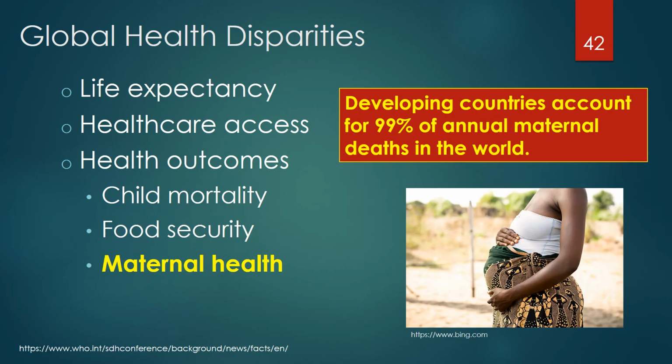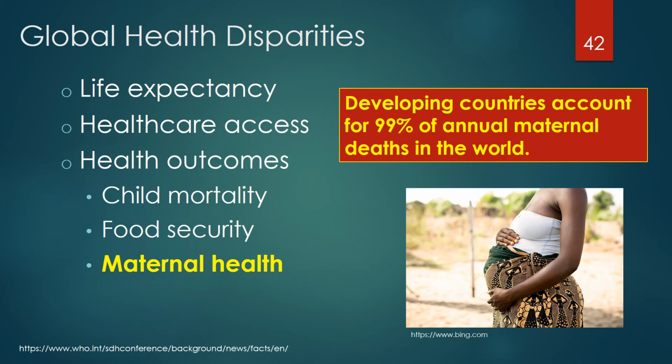In Afghanistan, Somalia, and Chad, the maternal mortality ratio is over 1,000 out of 100,000 live births, versus 21 per 100,000 in the WHO European region. Developing countries account for 99% of annual maternal deaths in the world. The vast majority of adolescents' births occur in developing countries. Roughly 11% of all births worldwide occur in teenage girls aged 15 to 18 years old.